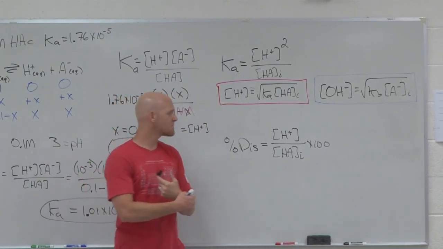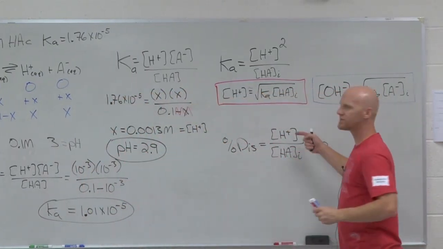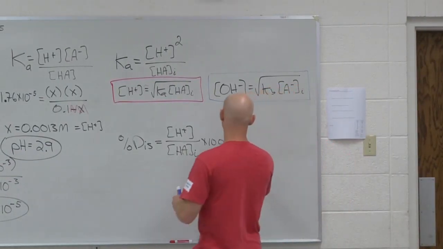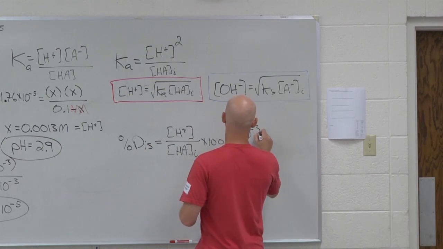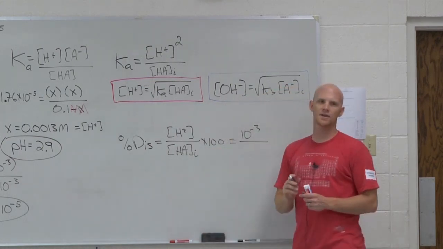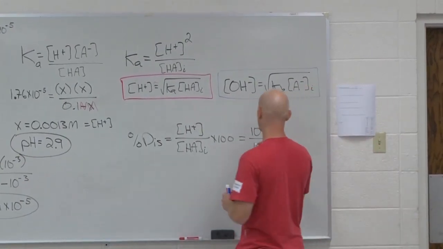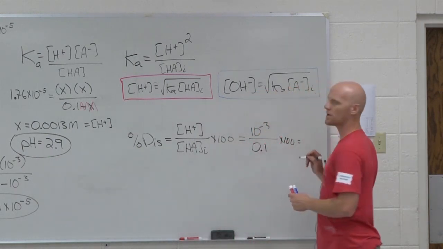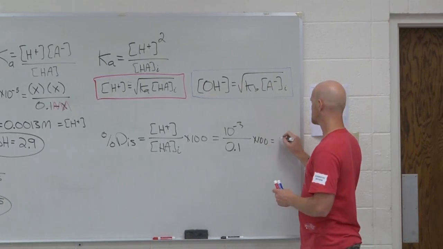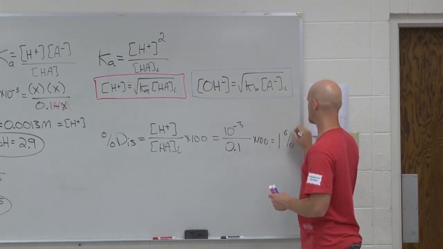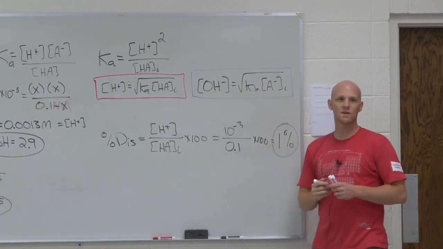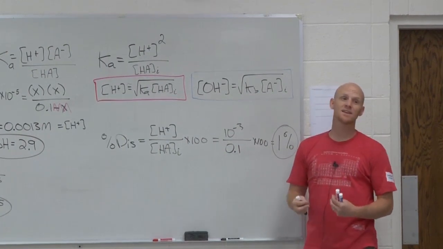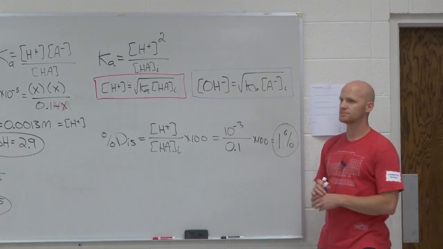For this last problem, what was the H plus concentration at equilibrium? 0.001, 10 to the minus 3. What was the total original acid concentration? 0.1. Times 100, and what was our percent dissociation? 1%. So that's how you do percent dissociation. It might also be called percent ionization, same difference.